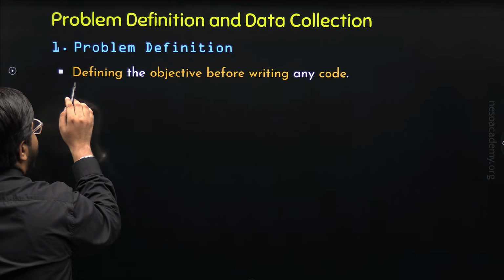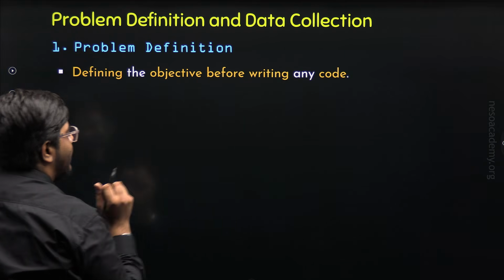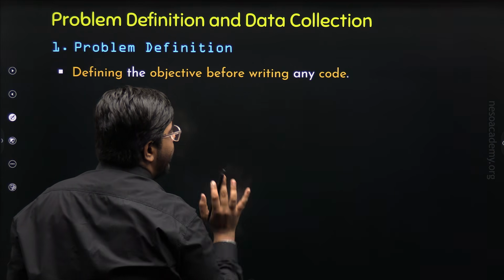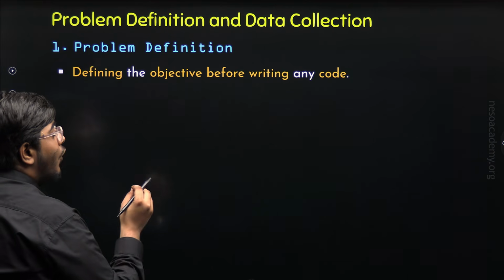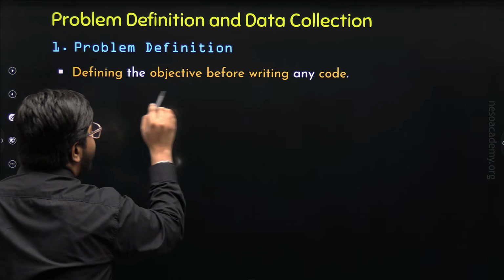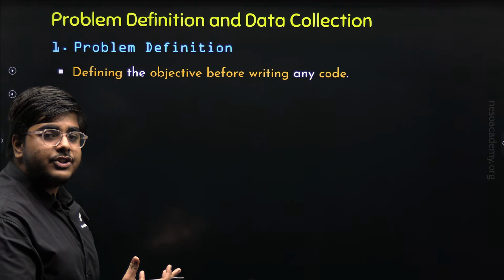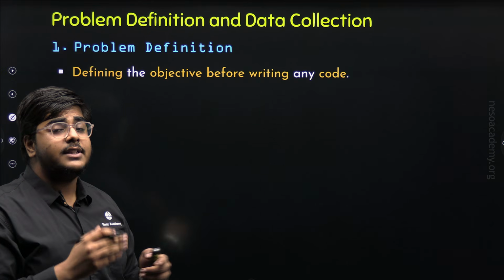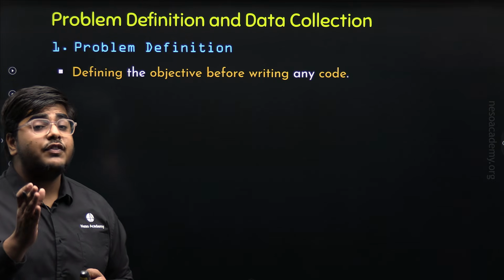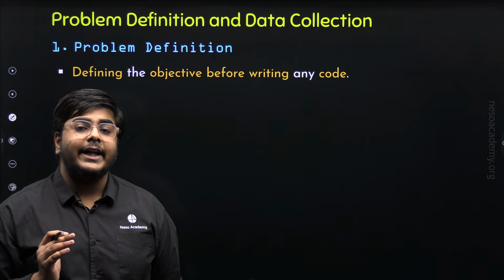Problem definition is defining the objective before writing any code. What does that mean? It simply means before writing any machine learning code, or I can say before building the machine learning model, we must first define the objective of the machine learning model. What machine learning model needs to accomplish. So we must first clearly understand the problem statement that we are trying to solve. Because if the problem is not clear, then the whole machine learning process can go into wrong direction.